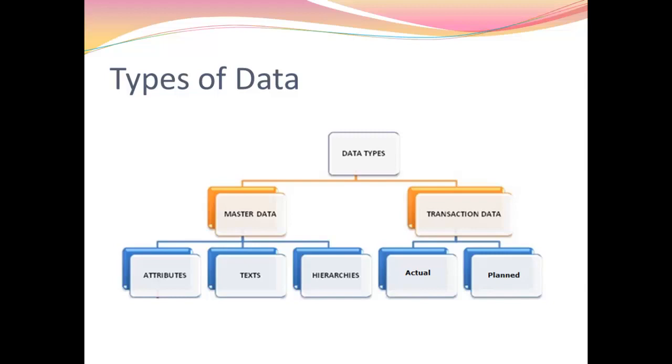So first we will learn what the different types of data are. Primarily, there are two types of data: master data and transaction data. Master data is further subdivided into three types: attribute, text, and hierarchy, whereas transaction data is divided into actual type of data and plan type of data. So let's take an example of each of them to get a better understanding.